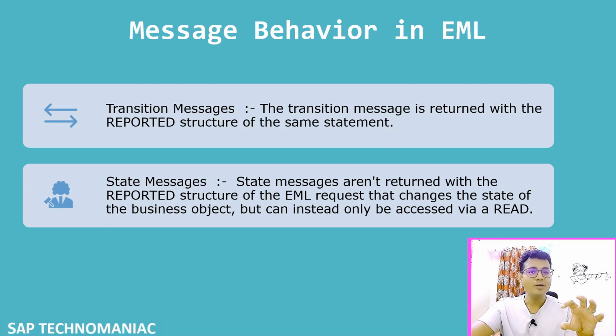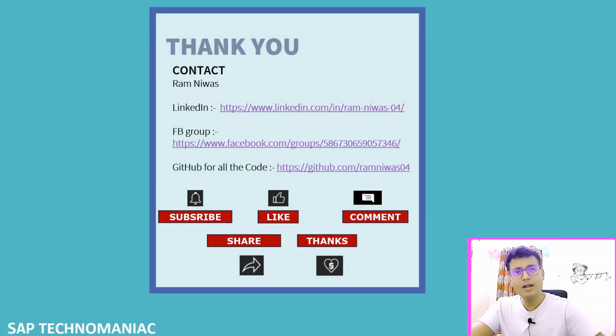How the messages work during the EML call, I have already explained. When you have a transition message, it will come in the reported structure, and if you have state messages, they will not come in the reported when you do the modify statement, but when you read back that particular data, at that time it will come in the reported. So these are the things we have to make sure of when we are working with state messages and transition messages. In this video, we have learned about state messages and transition messages.